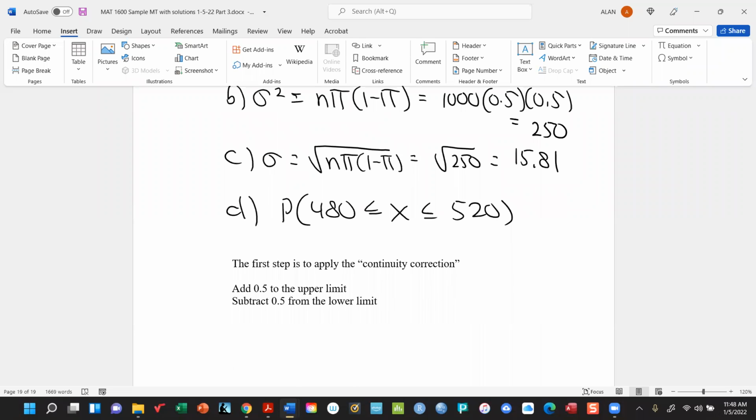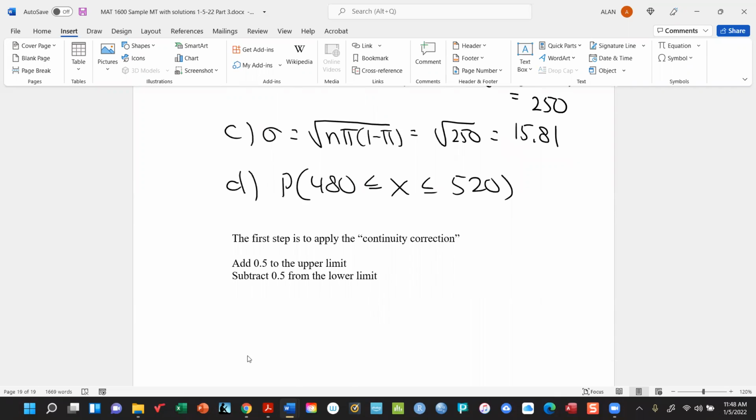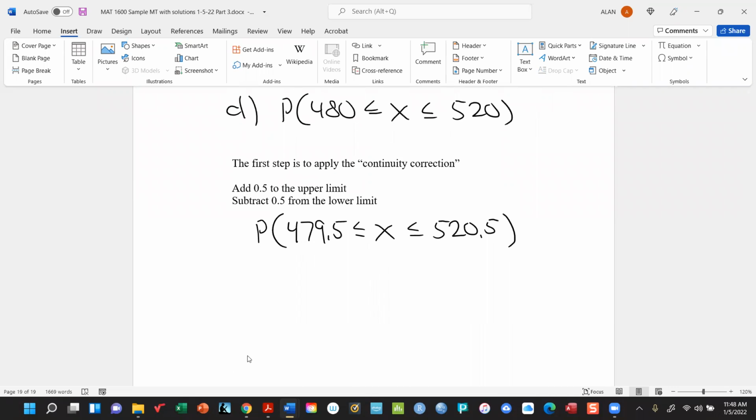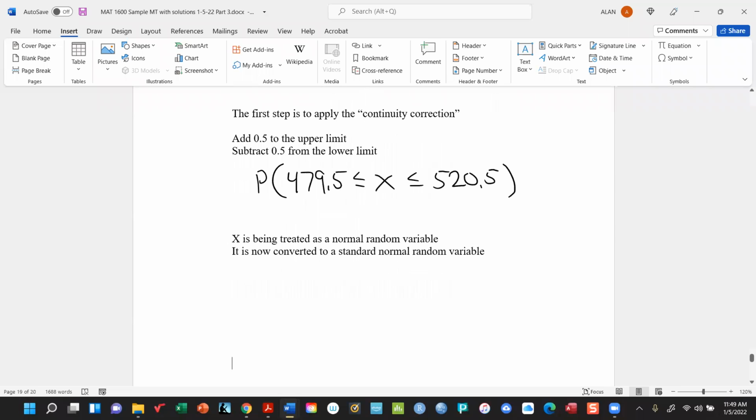So what we're actually going to calculate is the probability that X is between 479.5 and 520.5. Now we can convert X, what X is being treated as, a normal random variable. It is now converted to a standard normal random variable like we've been doing all along.